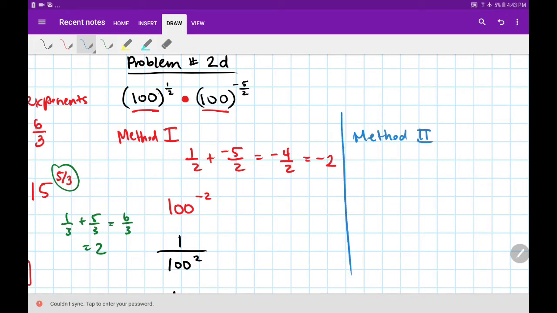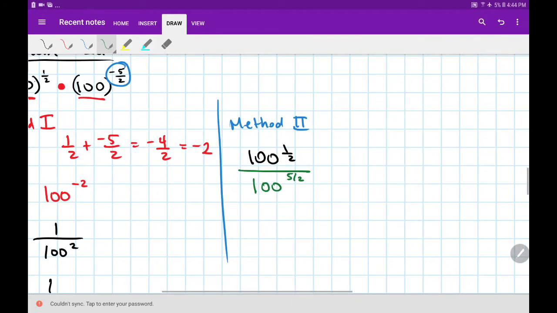So method 2 would be, let's get rid of that negative exponent immediately. So we're going to take the reciprocal. I'm going to rewrite this as 100 to the 1/2. And instead of multiplying it by 100 to the -5/2, I'm going to bring that 100 to the 5/2 into my denominator. Just like this, over 100 to the 5/2. So negative exponent means, hey, bring that base onto the other side of the fraction sign. So now what I have is a division problem. And I know that when I'm dividing with the same base, I simply subtract my exponents.